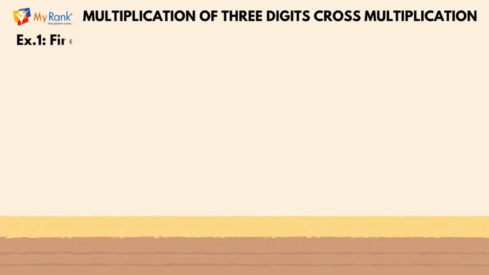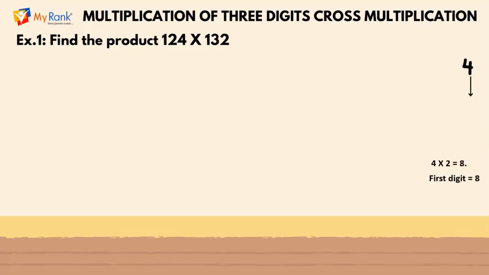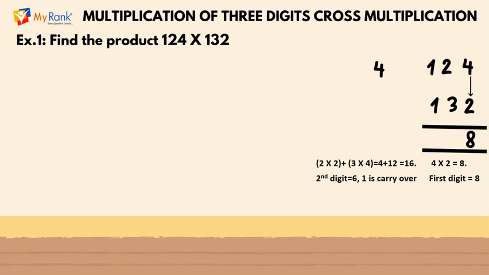Example 2. Finding the product of 124 into 132. Step 1. Vertical multiplication. That means multiplication of both the unit digits. That is 4 into 2 equal to 8. So 8 is the first digit. Step 2. Crosswise multiplication. That means multiply 2 by 2 and 3 by 4 and add. That is 2 into 2 plus 3 into 4 equal to 4 plus 12 equal to 16. So second digit is 6 and 1 is carried over.